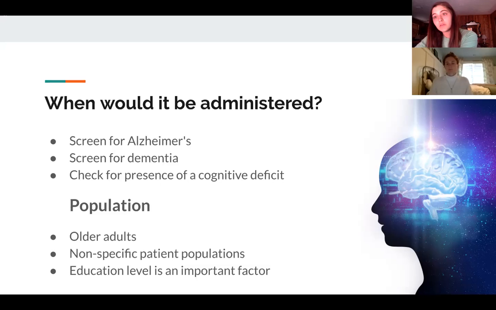This can also be used in the ICU or acute care to see their cognitive levels after getting out of a surgery or something as well. You typically would do this with older adults or non-specific patient populations. And like I said earlier, that education factor is really important.